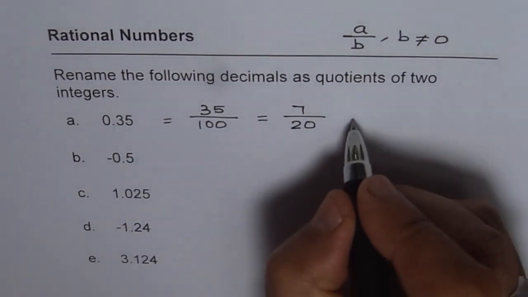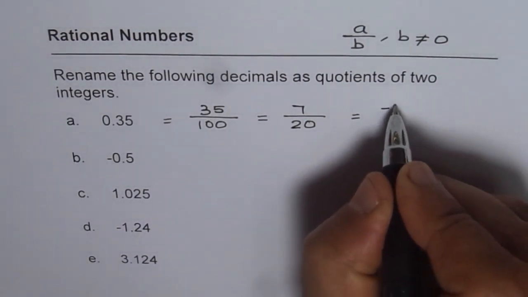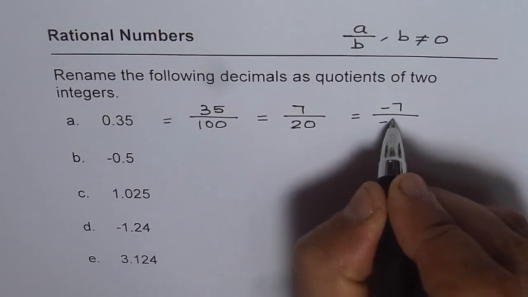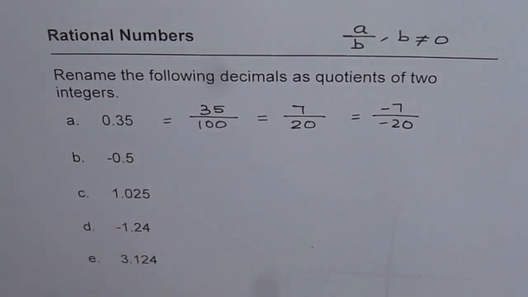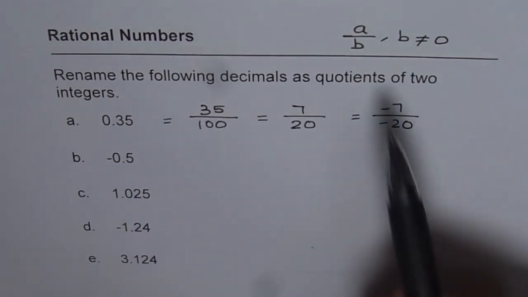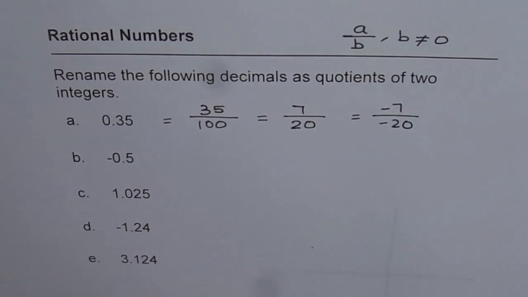You could also write this number as minus 7 over minus 20. That is also 0.35, right? Remember, a and b are integers and b cannot be 0. So integers are numbers with positive or negative sign.